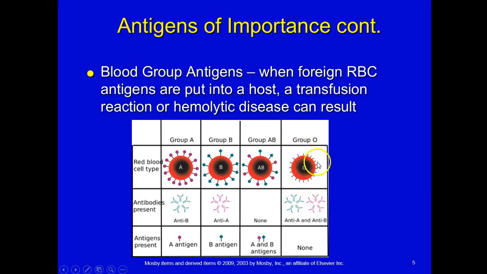Group O can only receive O because they've got A and B antibodies here. If you were to give them any of these antigens that you see in these top three, it would react with the antibodies of a group O person, and that would be detrimental. So an O person can be given to anybody, but an O person can only receive their own blood because of this antibody interaction.